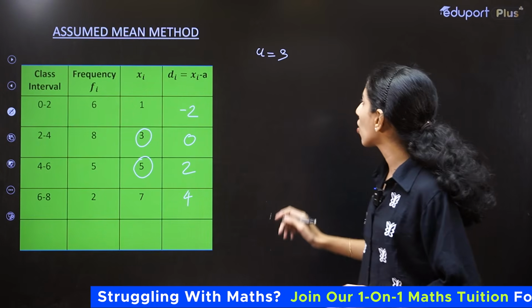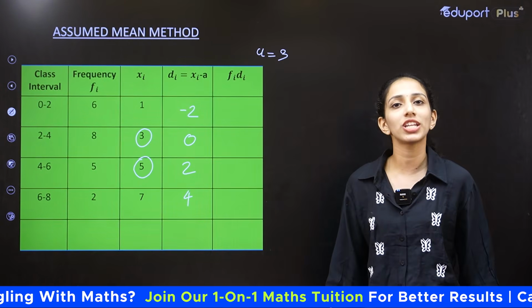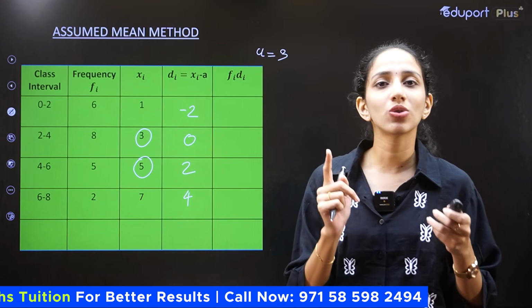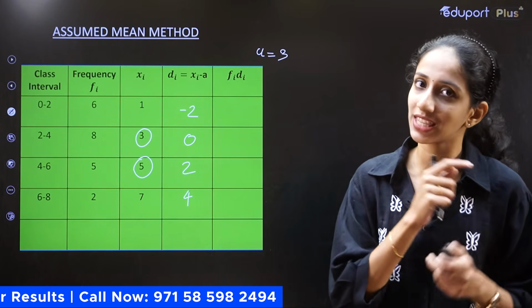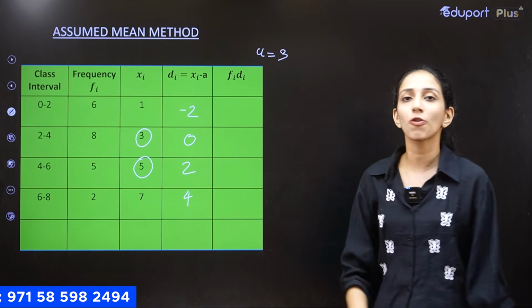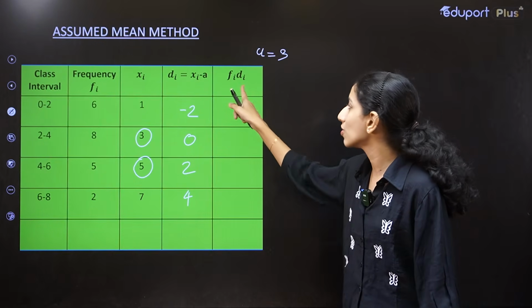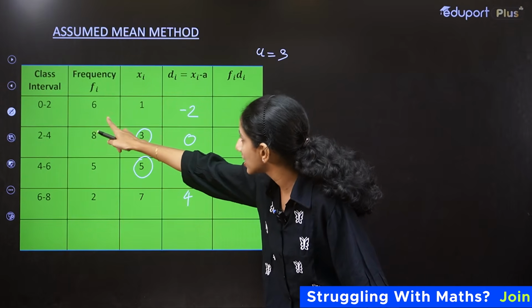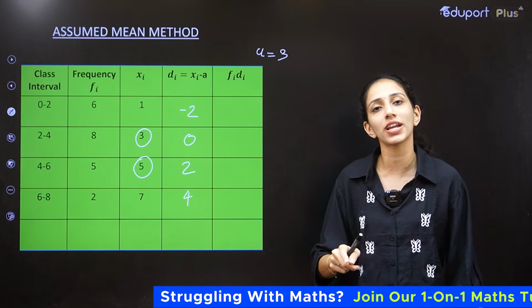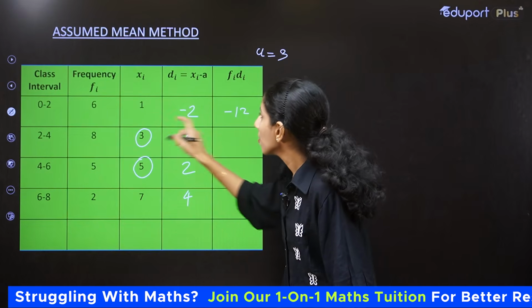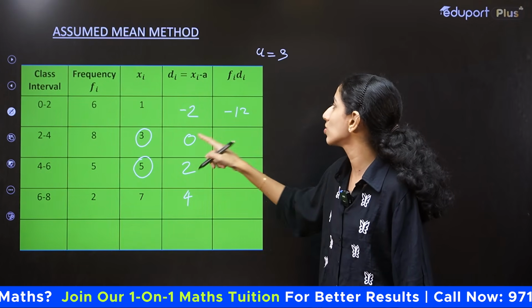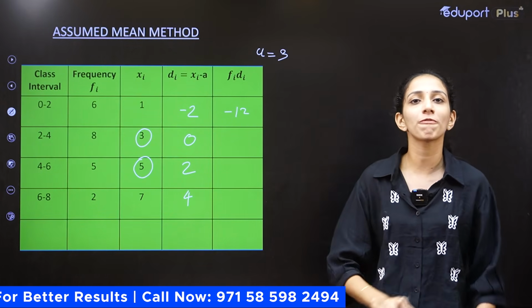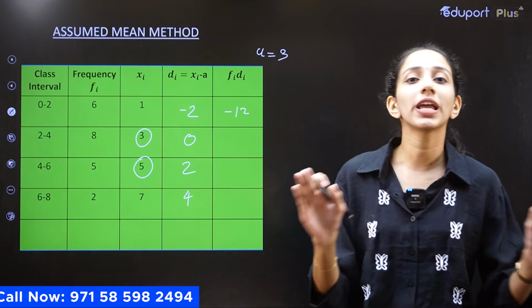Then the next column is fi into di. So our formula is x bar is equal to a plus sigma fi di by sigma fi, and we have the value of a. Then we want to find the value of fi di. How will you find fi di? Just multiply the frequency. 6 into minus 2. What is 6 into minus 2? Minus 12. Next is 8 into 0, that is 0. So this way you can find all the values of fi di. Hence we can complete that table.